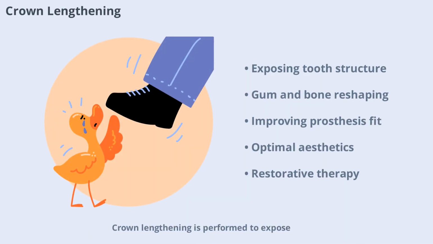Crown lengthening is performed to expose more tooth structure for restorative procedures. This may involve removing gum tissue and reshaping the underlying bone. By increasing the length of the crown, clinicians ensure proper fit and retention of prostheses. Crown lengthening is carefully planned to achieve optimal aesthetics and function. It is a key step in pre-prosthetic surgery and restorative therapy.